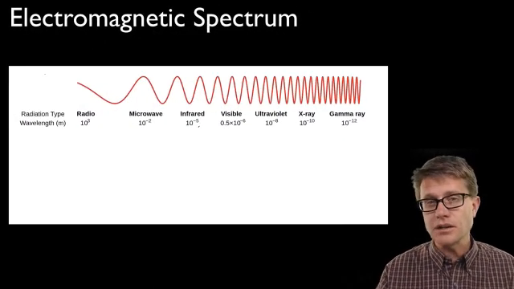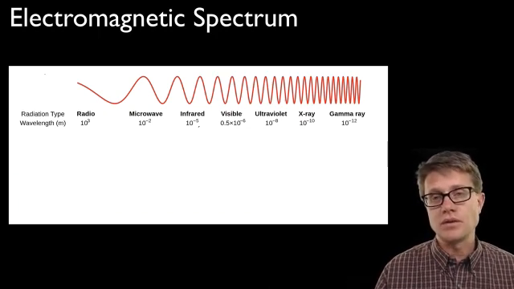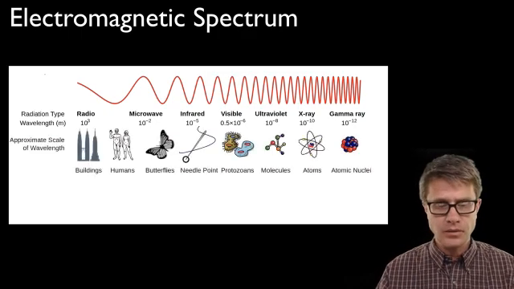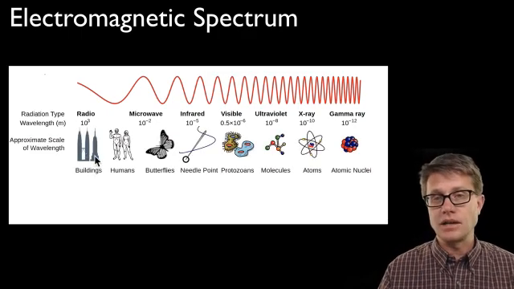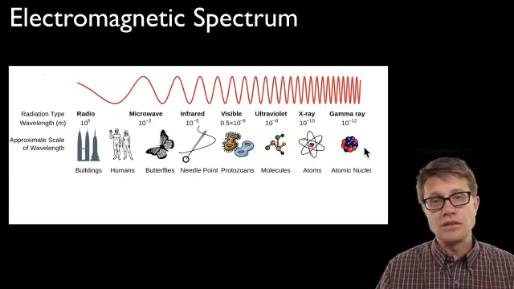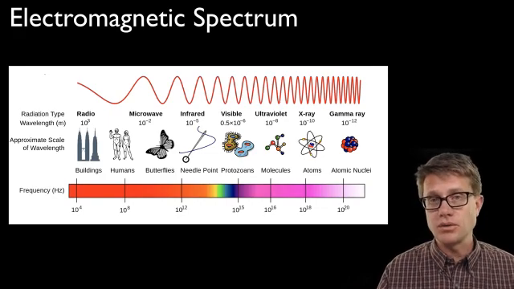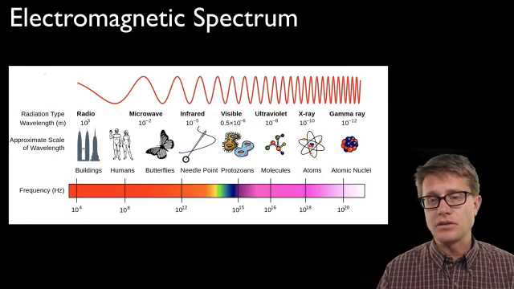But if we put them along a spectrum, they're going to decrease in wavelength as we move towards those gamma rays. To give you a sense of scale, radio waves are going to have wavelengths around the size of a building, but gamma rays down around the size of a nucleus. And there's this inverse relationship. So as we increase wavelength, we're going to decrease the frequency. And so as we increase frequency, we have higher amounts of energy.